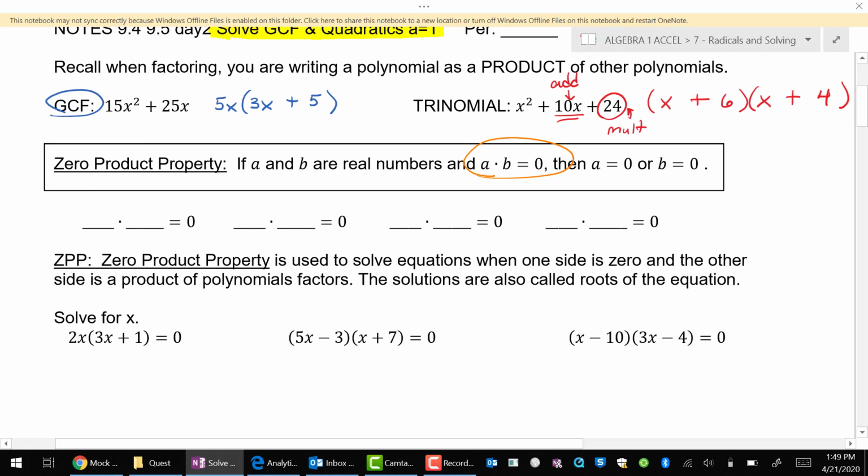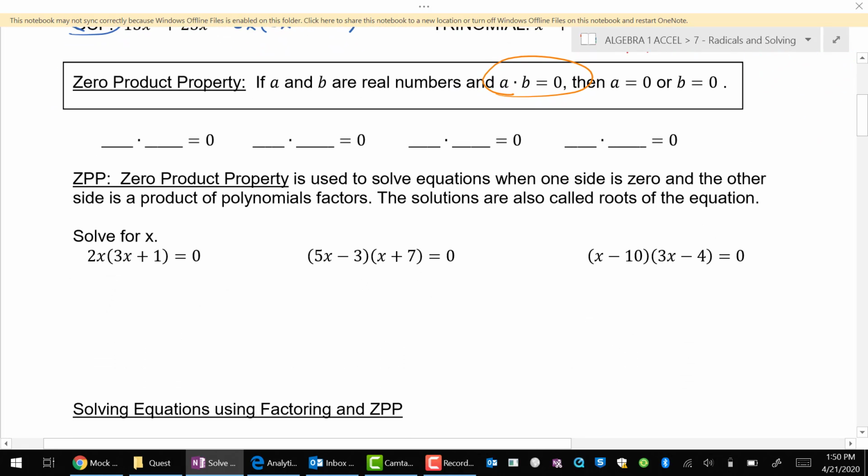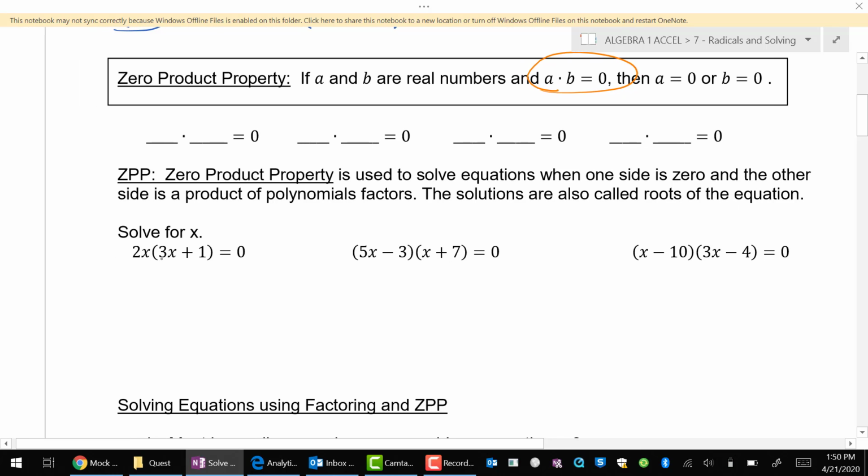And the reason that helps us solve by factoring is if I have, for example, an equation that's been factored for me already, like this, then I can simply take each factor separately and set them equal to 0. Because if 2x times the quantity 3x plus 1 multiplies together to 0, then I know one of those has to be 0. Either 2x is equal to 0, or 3x plus 1 is equal to 0.